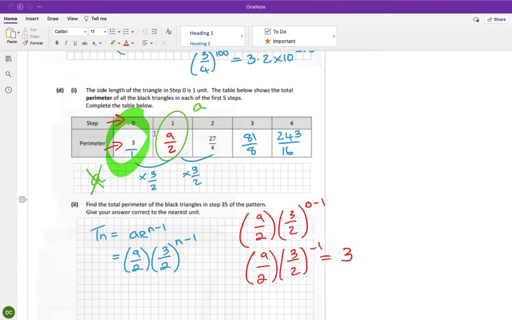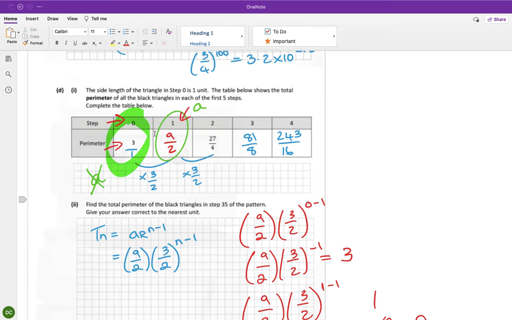So the second one, for this one here, if I make n 1, I should get 9 over 2 by 3 over 2 to the 1 minus 1. So that is 9 over 2 by 3 over 2 to the 0. 3 over 2 to the 0 is 1. So that's 9 over 2. Okay, so it is working, right?